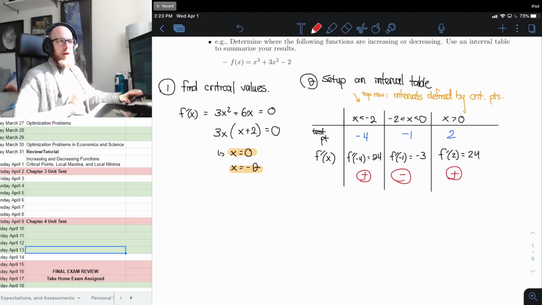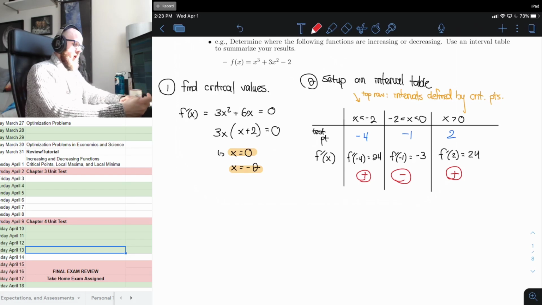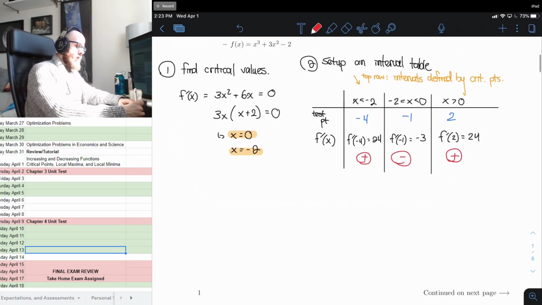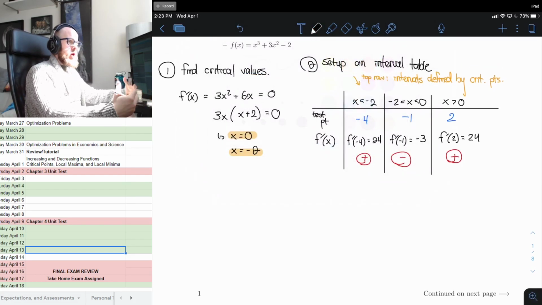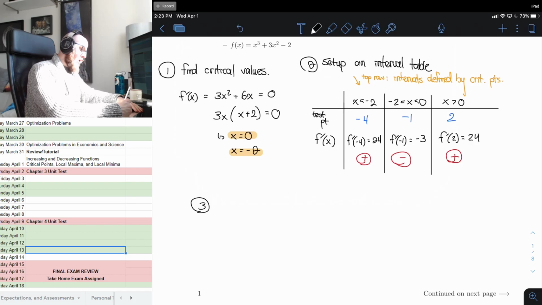Okay. And so what this tells me is that I can summarize now, right? I'm pretty much done the problem. I've actually figured out where the function is increasing and where the function is decreasing. The only thing I have left to do now is write a concluding statement. Okay, so step 3, conclude. So we would say, therefore, the function is increasing.